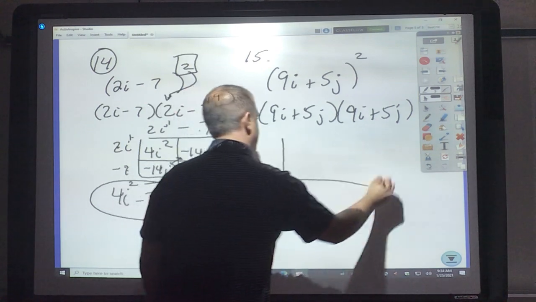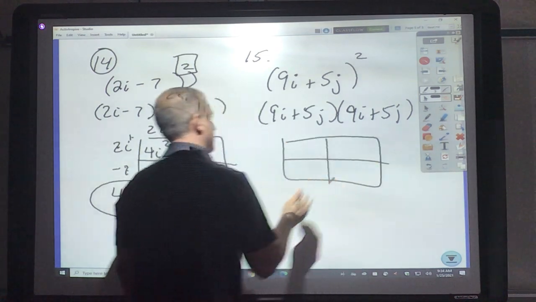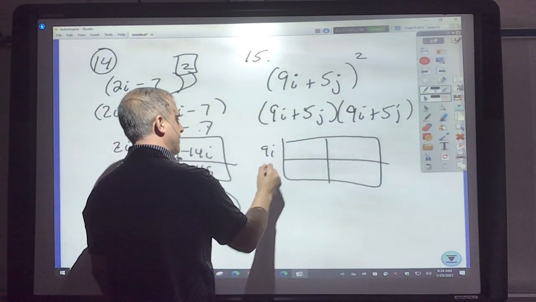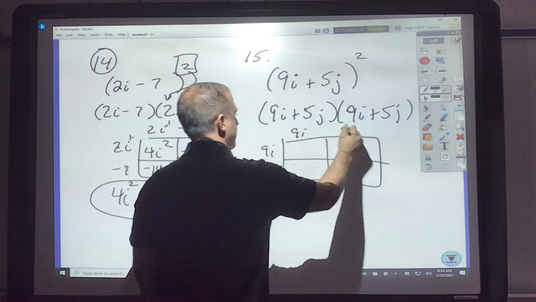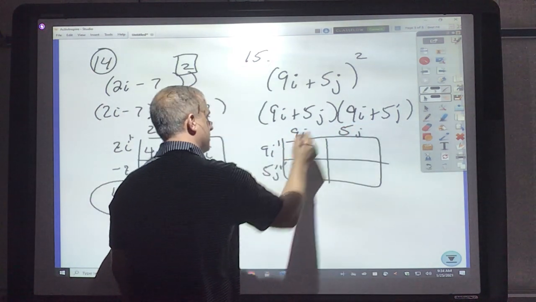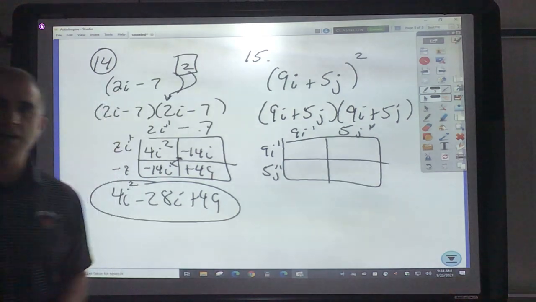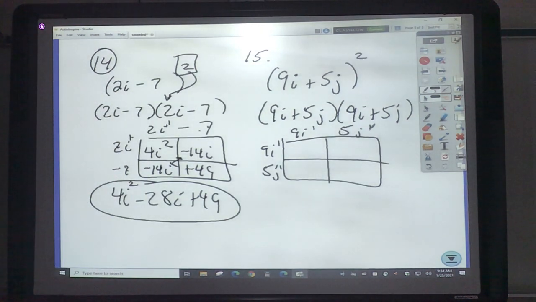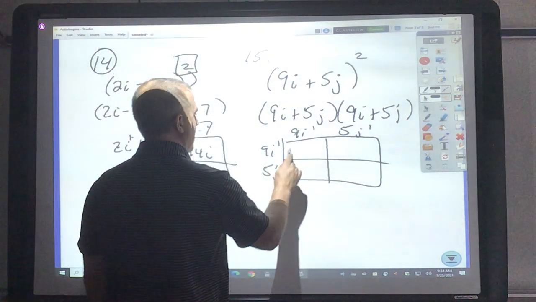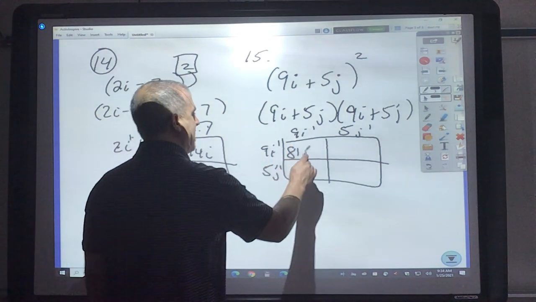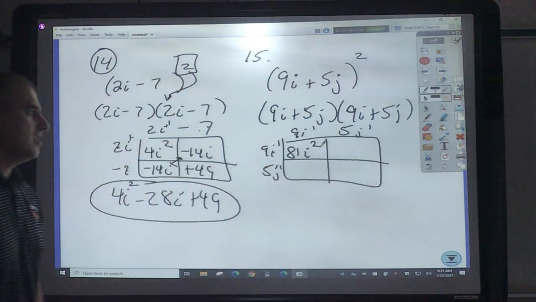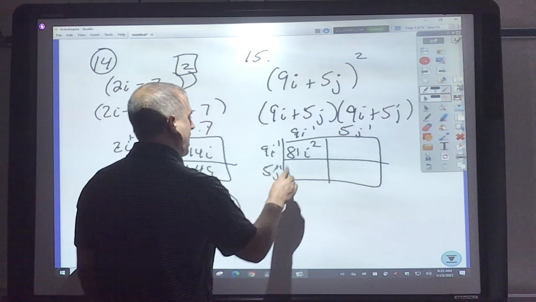Okay, so box. Okay, 9I, 5J, 9I, 5J. All right, put ones, ones, ones, and ones. Now, this is not complicated, just a little bit more to this. 9 times 9 would be 81. The I's would add to I squared. Okay? Now, 9 times 5 would be 45.